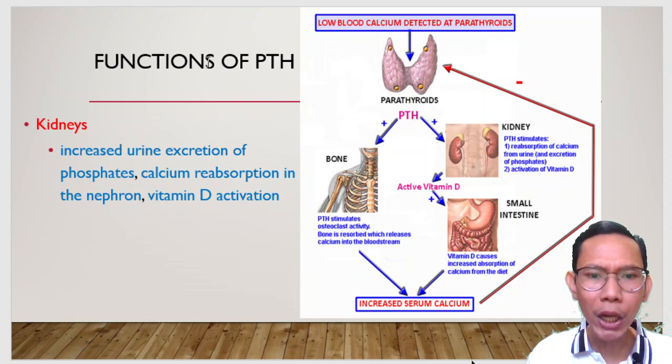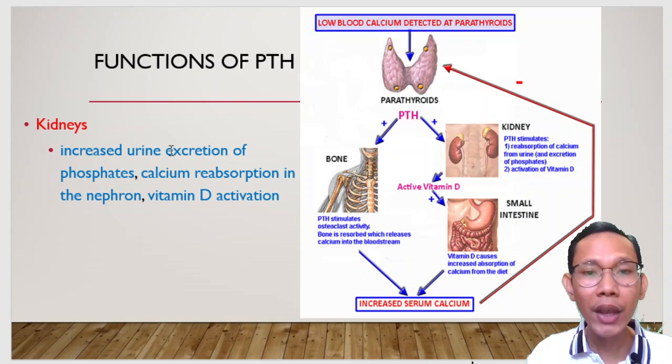In short, ang parathyroid hormone hindi lang nag-i-increase ng ating serum calcium, but also it decreases your serum phosphate kasi nga pinapataas niya ang excretion ng ating phosphate sa ating ihi. So the net effect would be decreased serum phosphate.